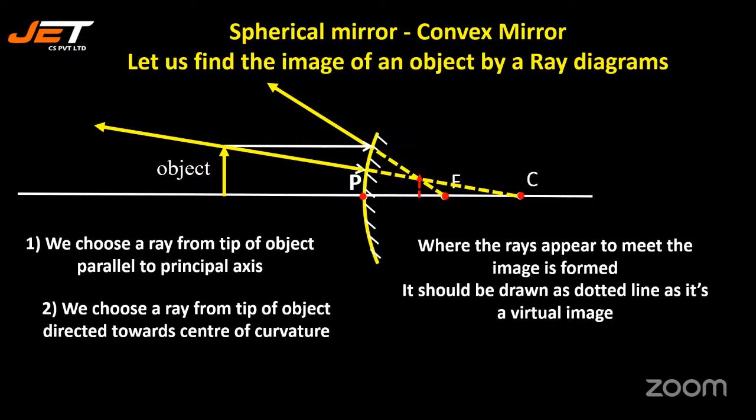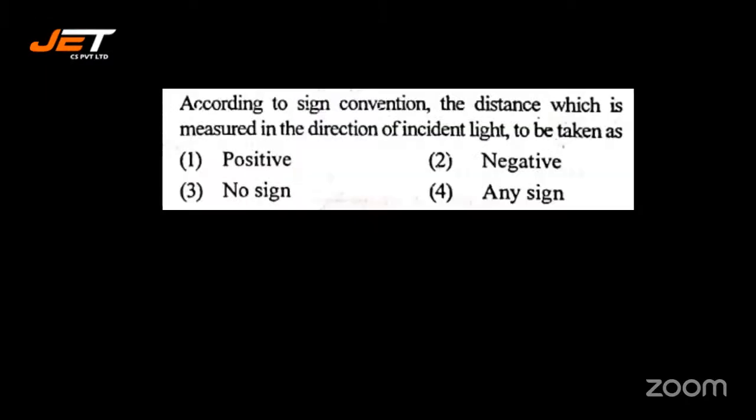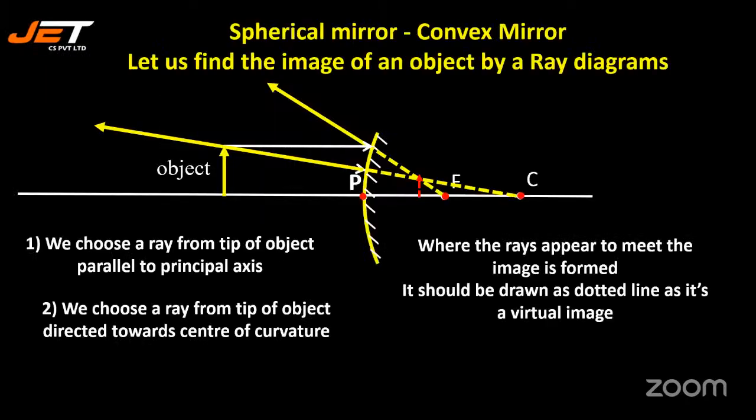So when the object is in front of the mirror, the image is formed between the pole and focus of the mirror. As you all said, that's perfectly right: no matter where the object is, the image is formed between the pole and focus of the mirror. It is virtual, diminished, and erect. So students, this is all about ray diagrams. Your answers are absolutely correct.